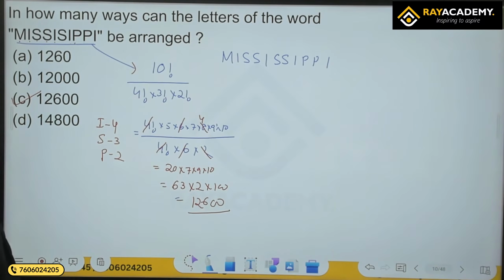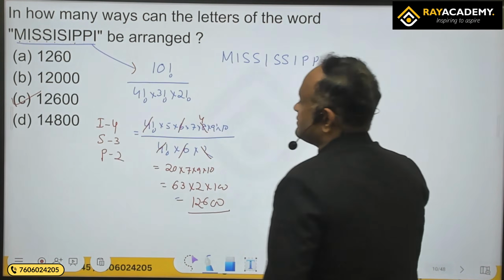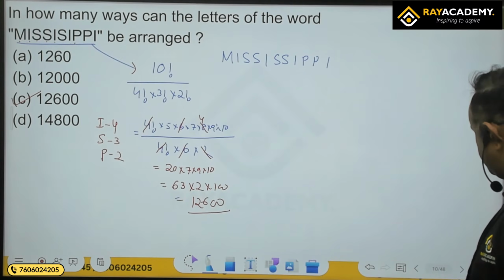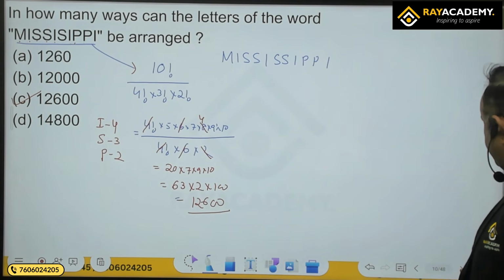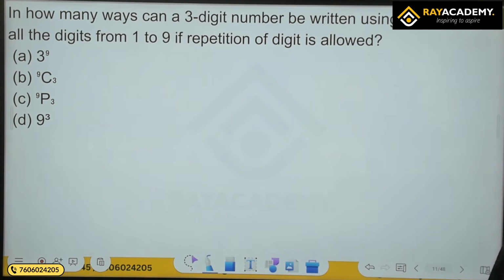It will be 10 factorial divided by those repetitions, so the answer is 12600. Hope you are getting this. Okay, next.